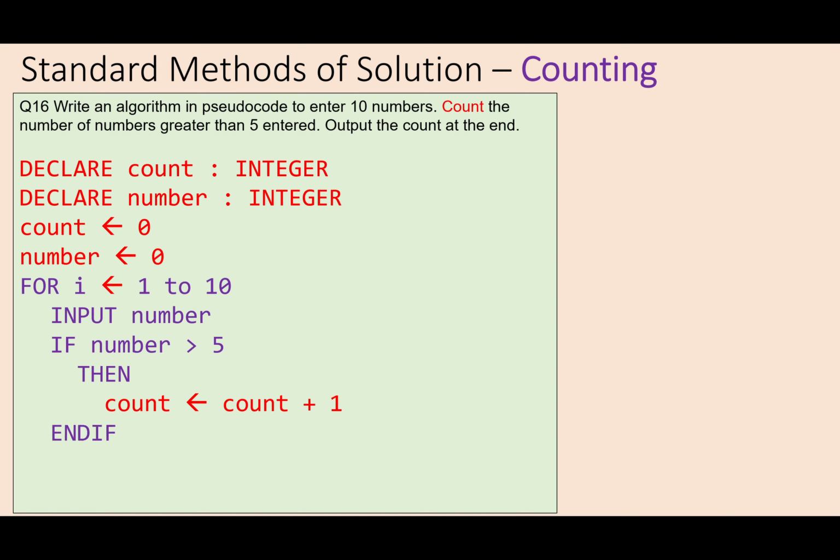And then we'll end our if statement. We'll do our next i, and that will keep going around. We'll enter a number, we'll see if it's bigger than 5, and we'll count it. And so on until we've done that 10 times. And then we'll output the count at the end. So pause the video now and have a go and see if you can create that in Python. And then come back and we'll see what you've done.